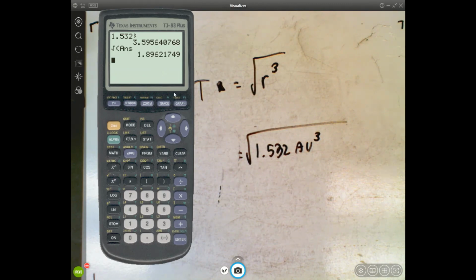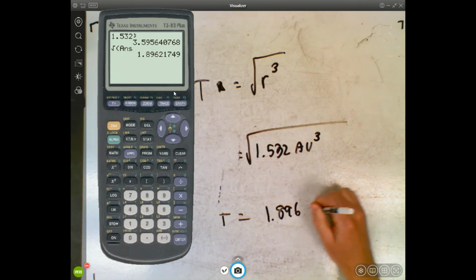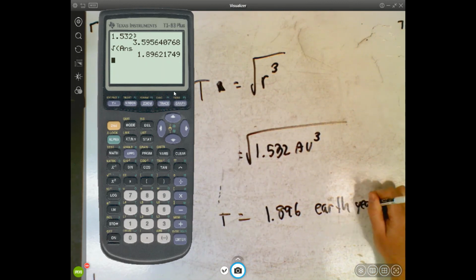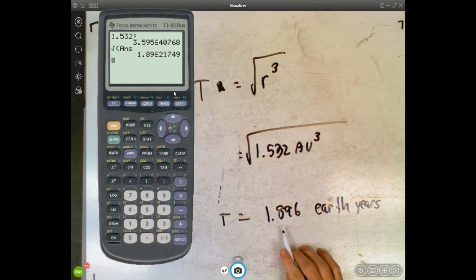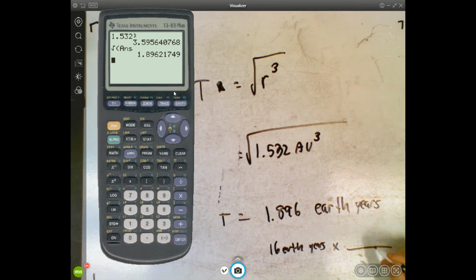Like that. So that means that the period of Mars is 1.896 Earth years. So that's how long it takes Mars to orbit the sun, that many Earth years. And a thing you can think of with that is, most of you are 16, let's say, yeah, you're 16-ish. So you're 16 Earth years old. Well, if you lived on Mars, it would take, I'm just trying to think of how to do this. 1 year, one Mars year, is 1.896 Earth years.